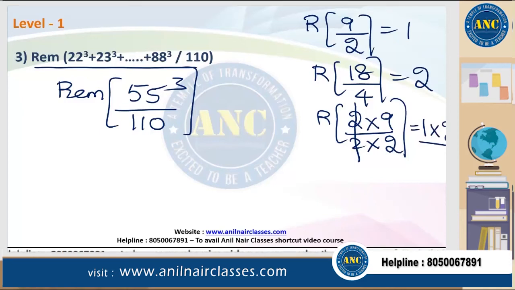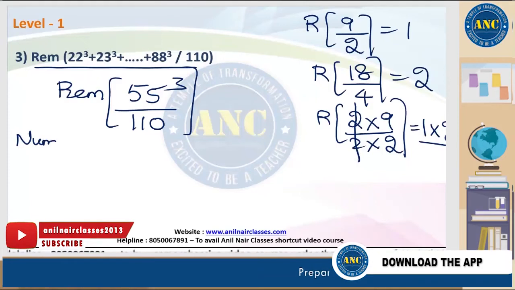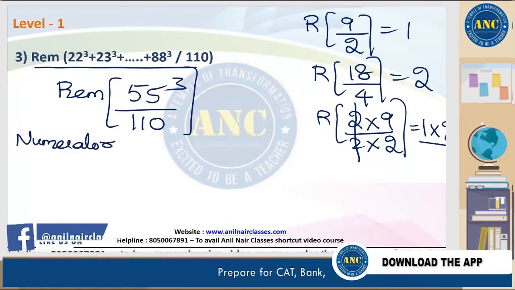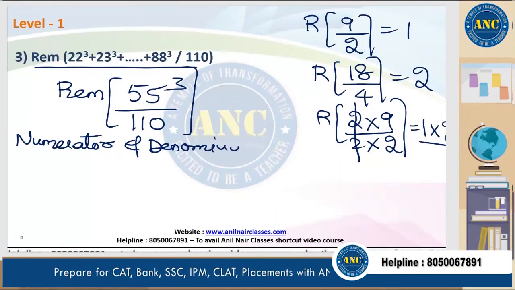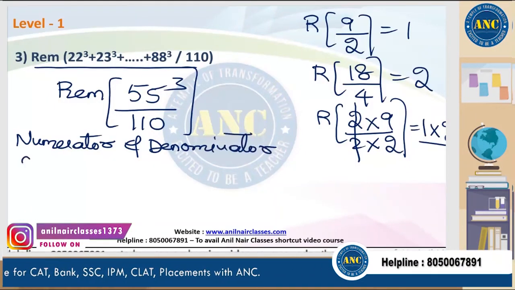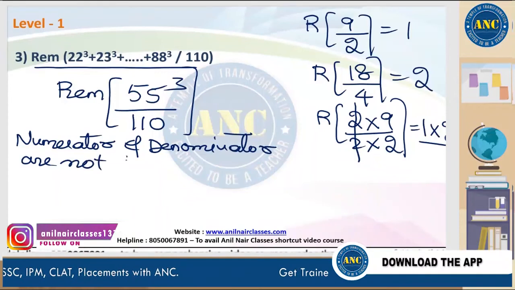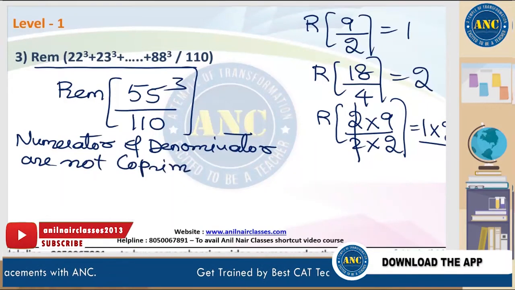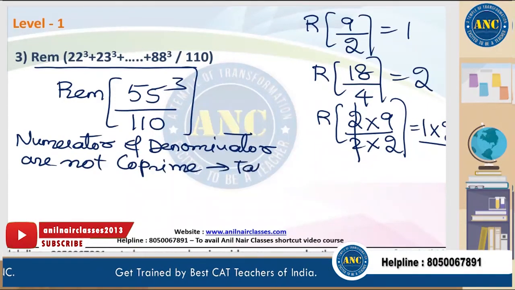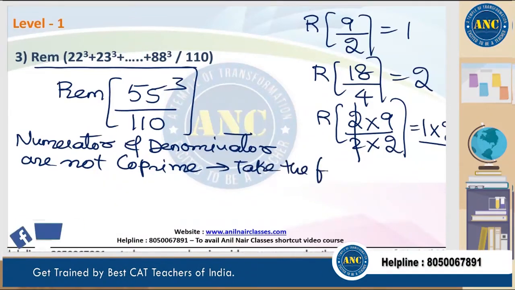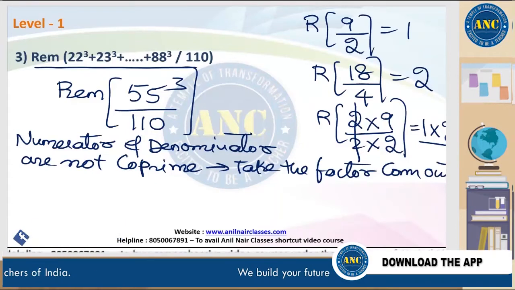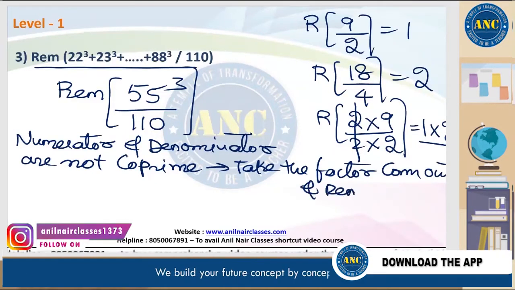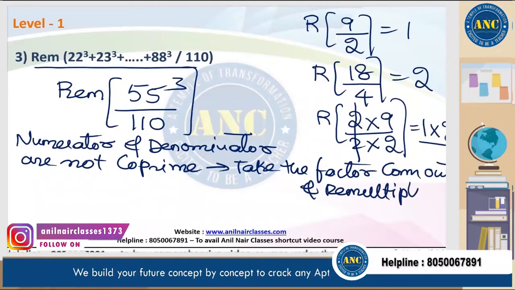Whenever the numerator and denominator are not co-prime to each other, please write down this point. Yesterday I discussed in my 3rd class, when the numerator and denominator are not co-prime to each other, take the factor common out and re-multiply.